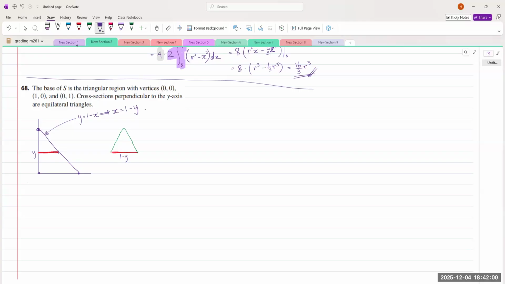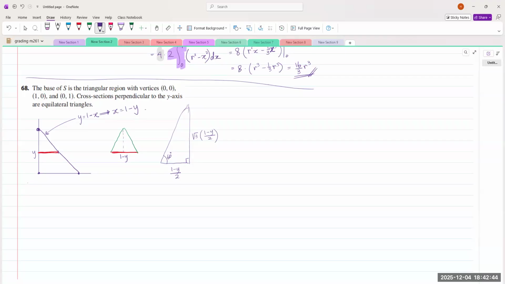But I need the height though. What is the height of an equilateral triangle? So let me redraw it even bigger so that we can see better. If this is an equilateral triangle, the angles are 60 degrees. Now this will be 1 minus y over 2, and therefore the opposite side will be radical 3 times that, 1 minus y over 2.